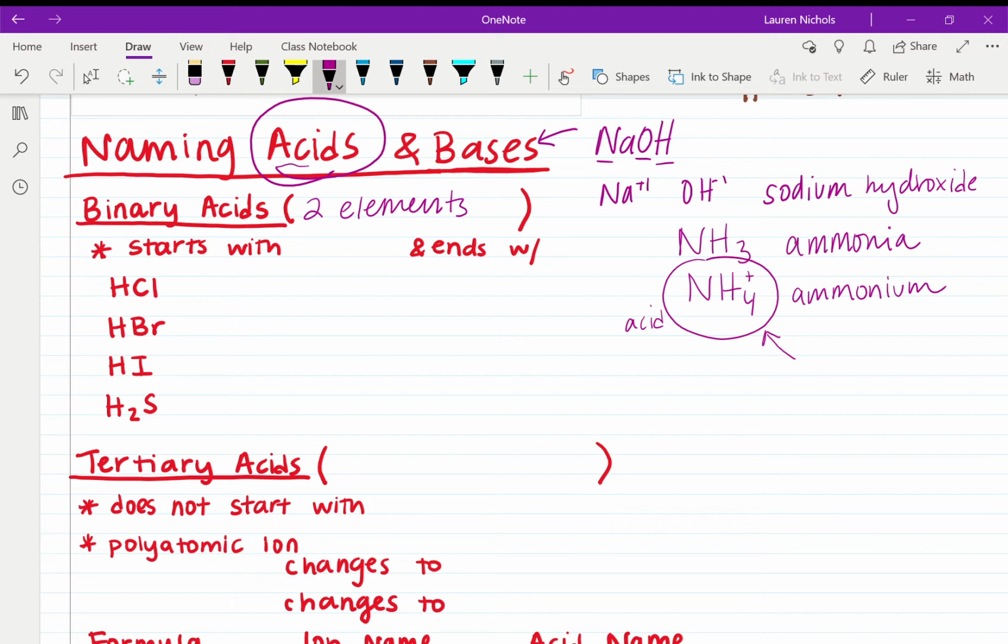So when you name them, what you do is you add the prefix hydro and you change it to end with ic acid. So for example, HCl, you put hydro, and then Cl is chlorine, so we put chlor, and then instead of chlorine, we change it to chloric, and then we add the word acid after its name. And then HBr is the same way. We add hydro, and then instead of bromine, it becomes bromic acid.